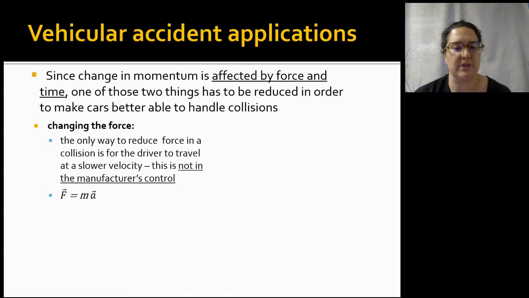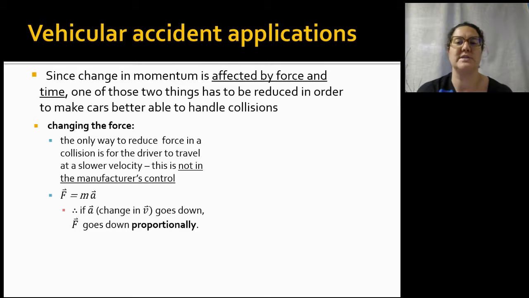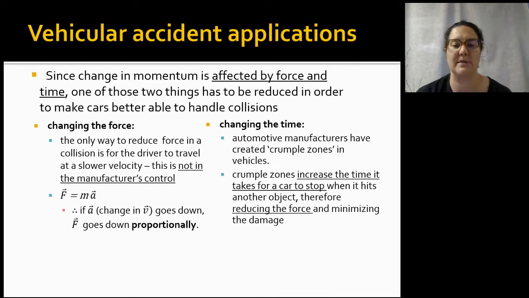So if acceleration goes down, velocity goes down, and then force will go down proportionally. So we can change the force by driving more slowly. We can also change the time it takes for a collision to occur. So automotive manufacturers have invested in crumple zones in vehicles. The crumple zones increase the amount of time it takes for the car and the passengers to come to a complete stop. Therefore, this helps to reduce the force and minimize the damage to the individuals in the car.